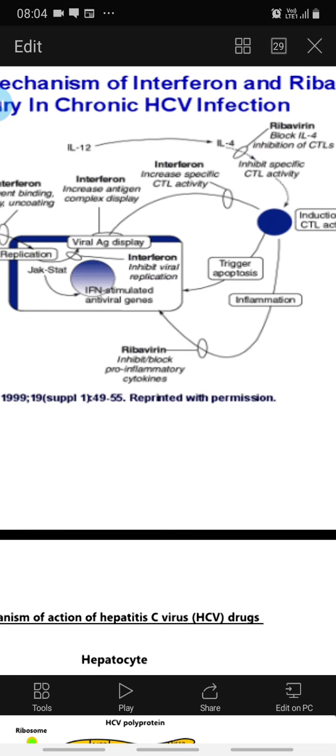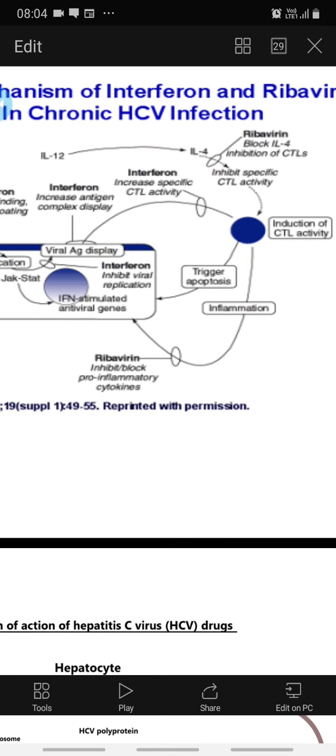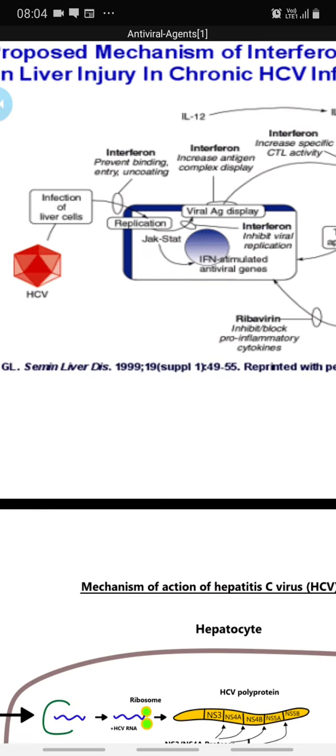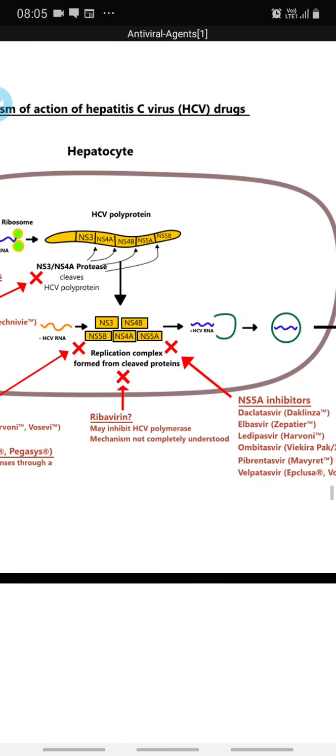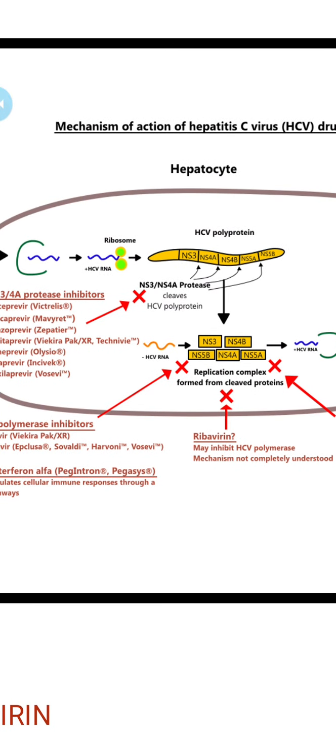But ribavirin blocks the IL-4 inhibition of the cytotoxic T lymphocyte, and it induces the specific cytotoxic T lymphocyte, which actually triggers apoptosis and inflammation. So, ribavirin blocks the pro-inflammatory cytokines, as well as induces some cytotoxic lymphocytes, so it triggers apoptosis of the infected cell. So, this is the mechanism of action of ribavirin, okay, and this is the action of the different drugs which are also called directly acting antivirals.